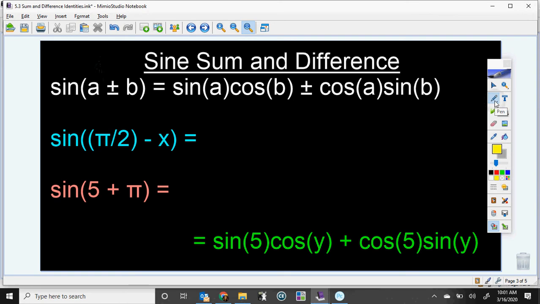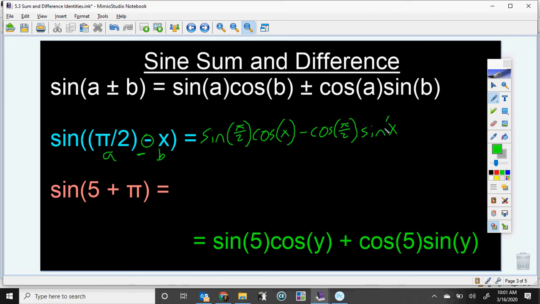So let's look at how this works. Well, on the blue example, it says we have sine of pi over 2 minus x. So this is my A, this is my B, and notice we have minus. So we're just going to plug into our formula. We're going to write sine of, our A is pi over 2, cosine of, our B is x. Now because this is minus here, we're going to make sure we use minus here. Cosine of pi over 2, and then sine of x.